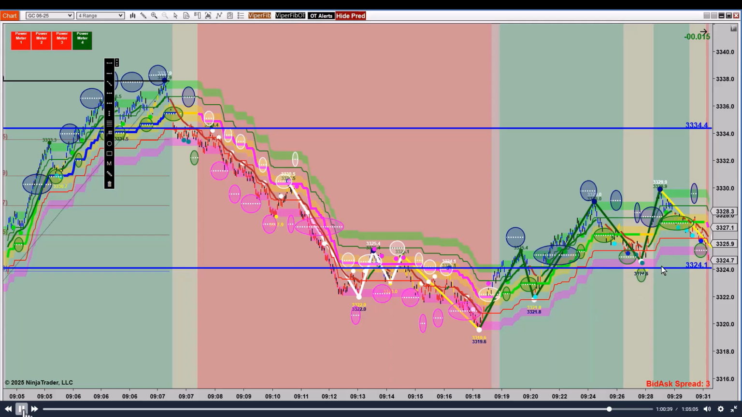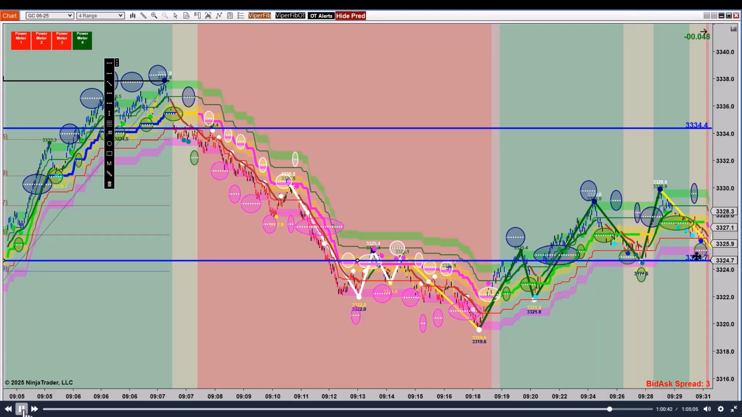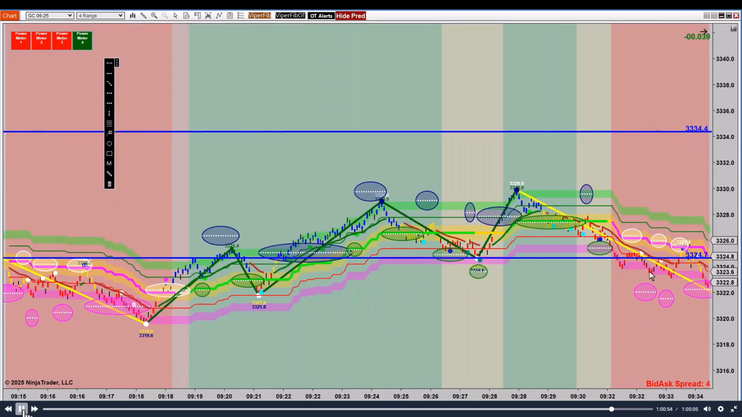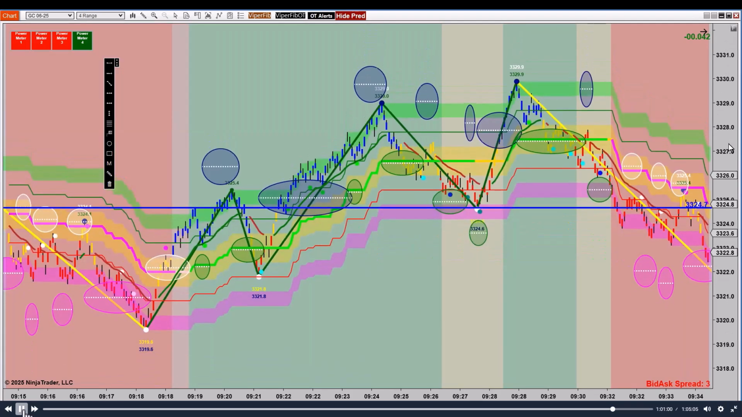Because frankly, if they break this area right here, that's your line in the sand, long short. And it looks like they want to break it. Let's see if they do. Yeah, they did. And there's a first mid-band after a trend change. Our stuff picks up these trades pretty well. Does it pick it up just perfectly?